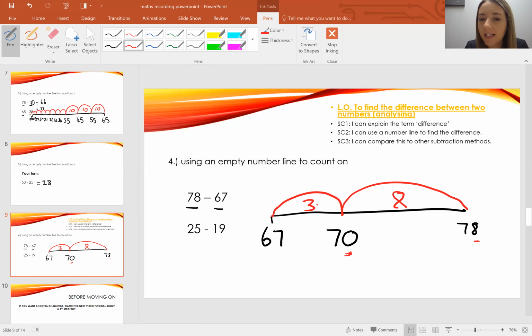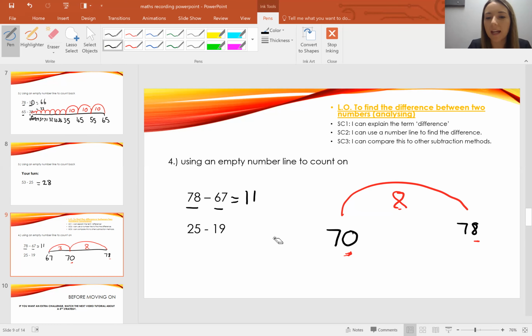Now we can just add 8 and 3 together to work out how many numbers are between. So we know that 8 and 2 makes 10, so 8 and 3 must make 11. So the answer is 11. Now let's have a look at the next one. Let me show you again.